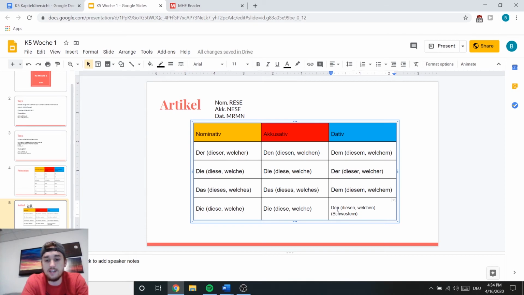So it's not just an n at the end of our article, it's an n at the end of the noun that the article is in front of as well, right? And we'll see that in a little bit. I'll explain that a little bit more in detail, but I just wanted you guys to be aware of that.